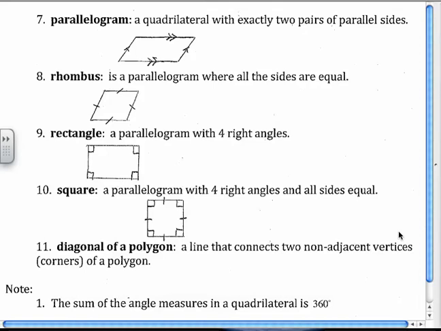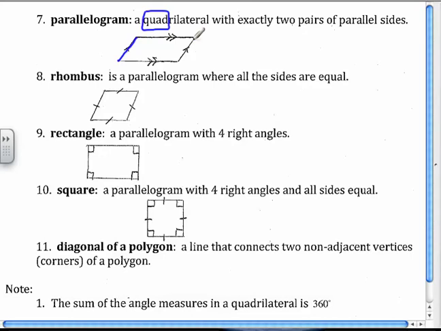Remember, a trapezoid has 4 sides, and 2 of those sides are parallel. We have a pair of parallel lines. Now, the next one that we're going to talk about, it's a quadrilateral. Again, it has 4 sides, and it has 2 pairs of parallel lines. All right, and we need to talk about notation here.